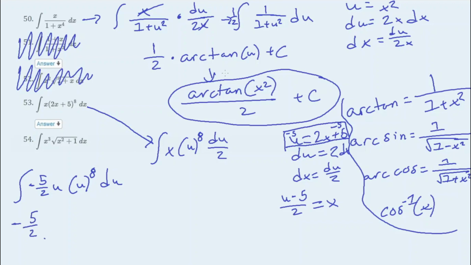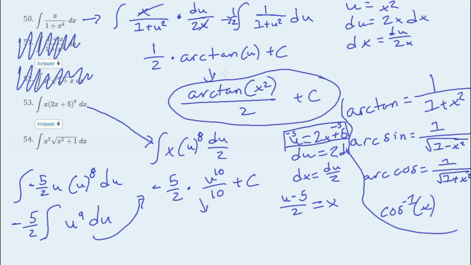So we're going to have negative 5 over 2 integral, and we're going to be left with u times u to the power of 8. So it's basically u to the first power times u to the 8th power, which is going to be u to the 9th power du. And now we can easily find the antiderivative, or integrate it. So we're going to have negative 5 over 2 multiplied by u to the 10th power over 10 plus c.